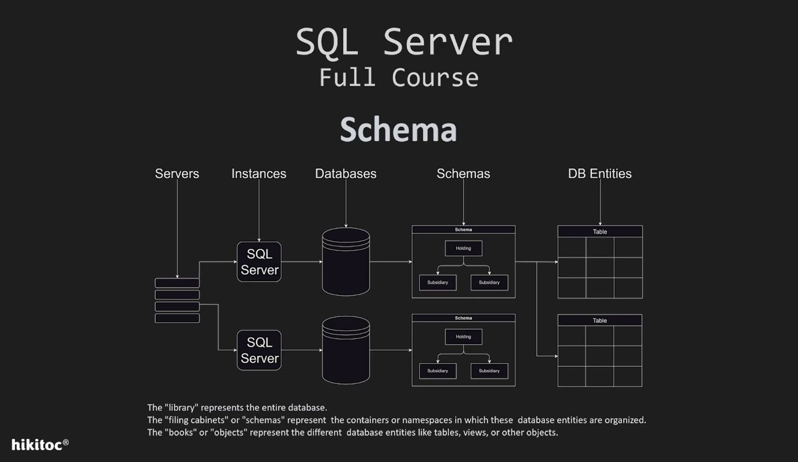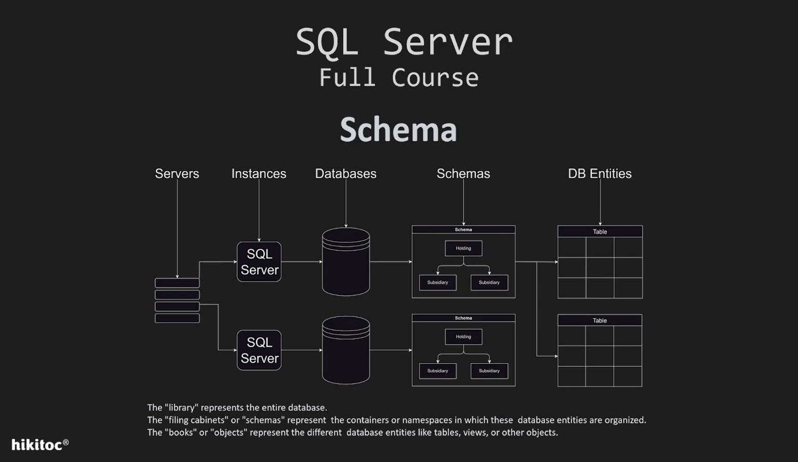When you need to find a particular book or object on a specific topic, you navigate through the library, heading directly to the relevant filing cabinet or schema. Inside that cabinet, you will discover all the books and objects related to that topic neatly organized. This method enables you to quickly locate the materials you need, without having to sift through the entire library.